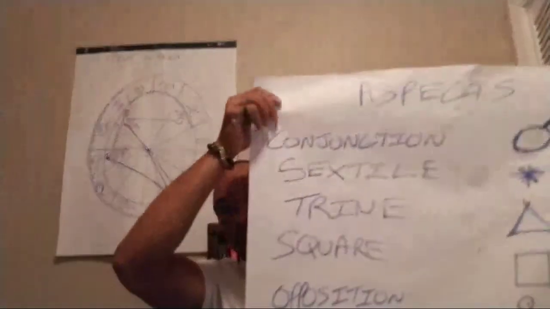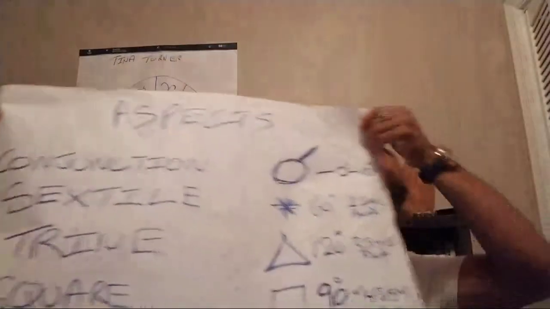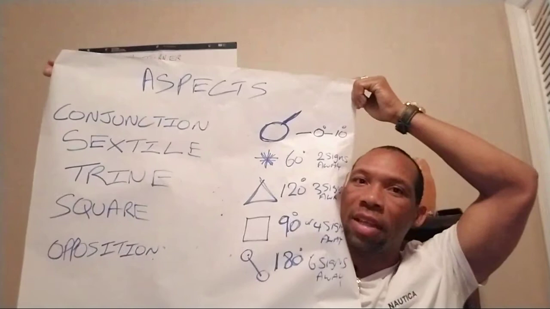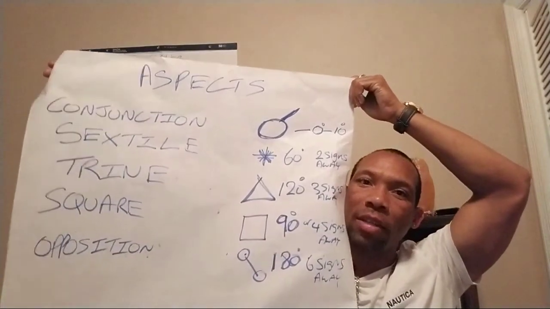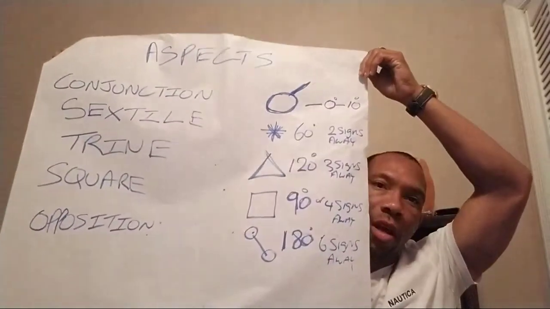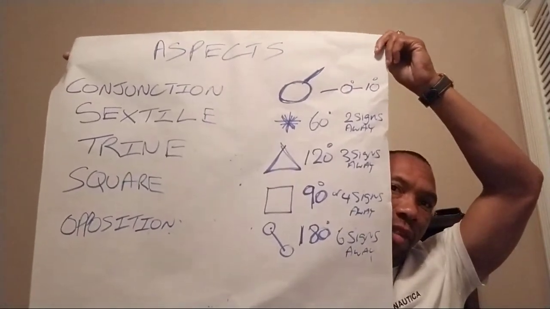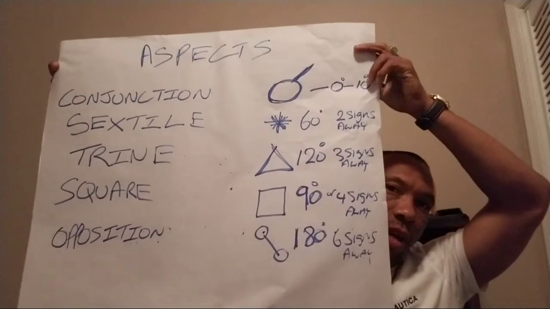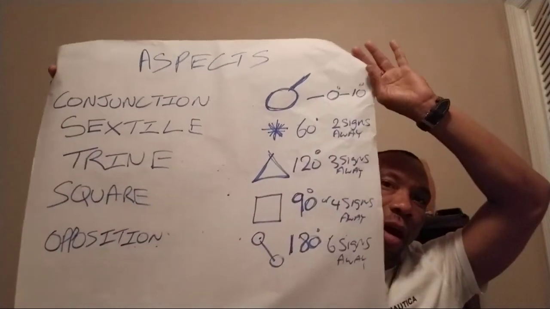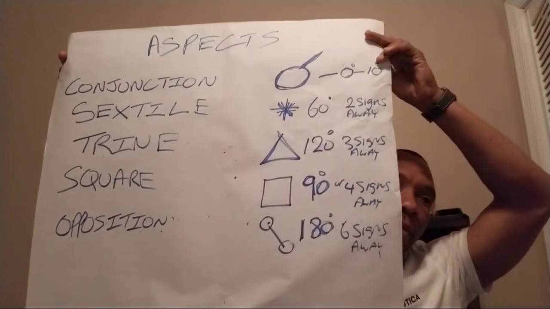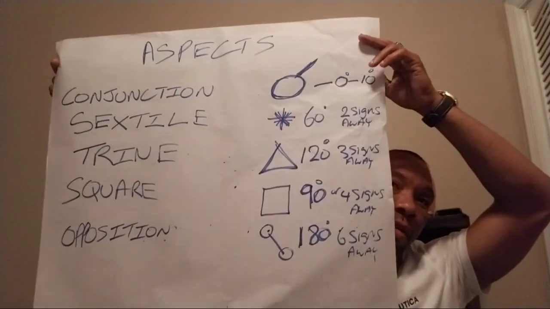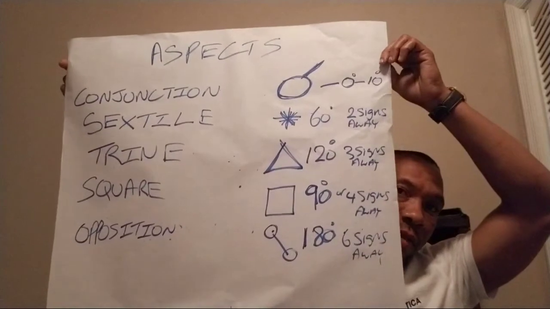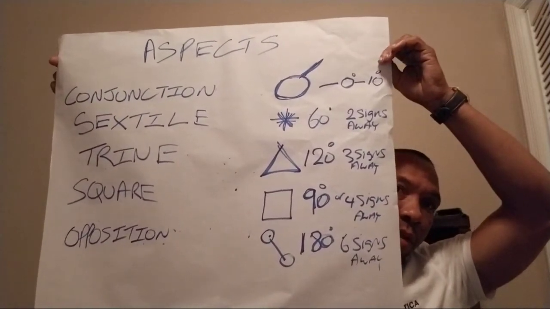Okay, so last class we focused on aspects. You can see this very well. We did conjunctions, sextiles, trines, squares, opposition. There's one more that we left out, which is the quincunx, which I will add in additionally, not right now, because I'm not going to include them right now in the stage that you're in learning. But these 5 are what you're going to be focused on.